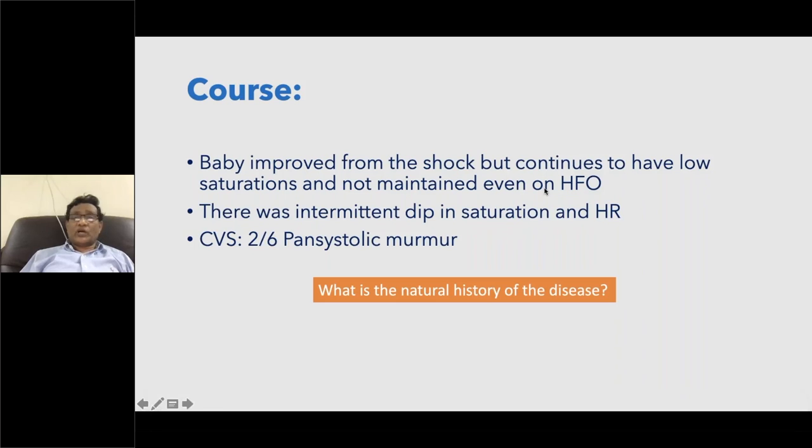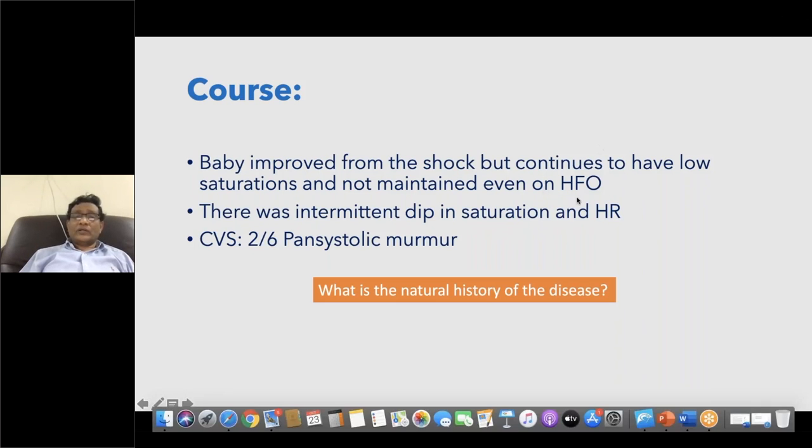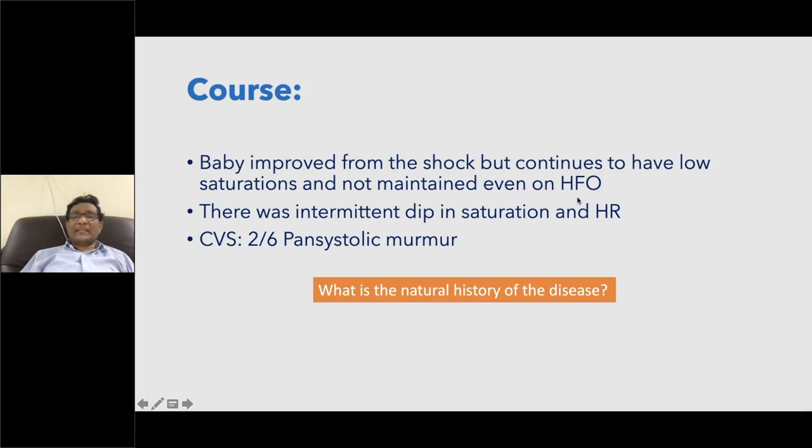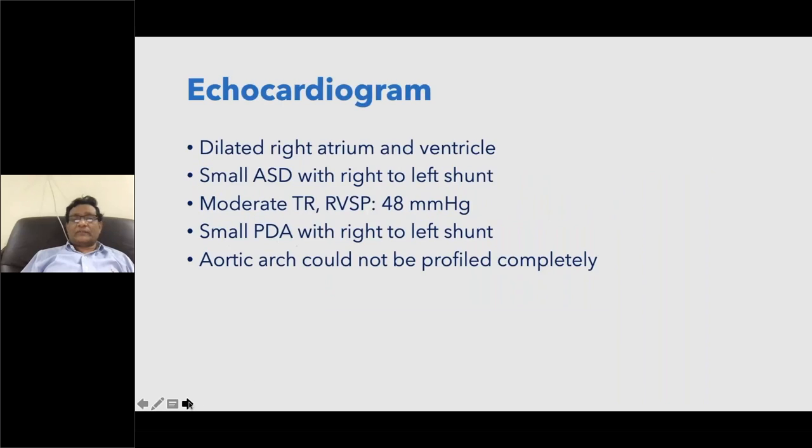The baby improved from the shock, but continues to have low saturations, not maintained even on HFO. There was an intermittent dip in saturation that may be due to pulmonary arterial hypertension crisis, and also variation in heart rate, and there is appearance of a pansystolic murmur. If you leave these cases like this on ventilation, they will have significant right ventricular dysfunction leading to the development of tricuspid regurgitation. Echocardiogram showed right heart dilatation, a small ASD with right to left shunt, moderate tricuspid regurgitation, and a small PDA with right to left shunt.